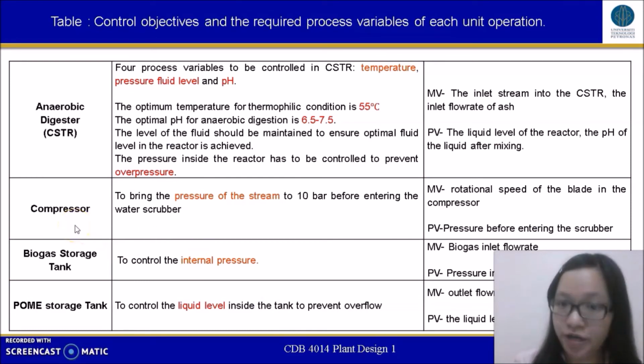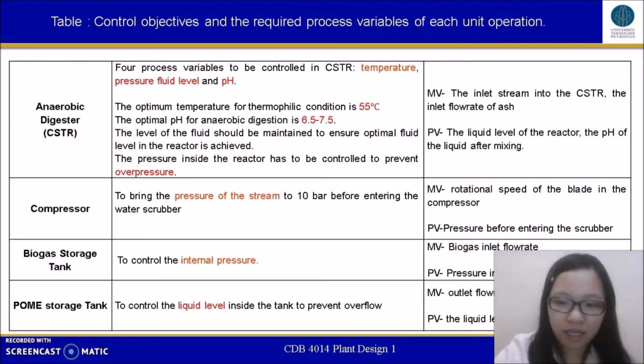The next one is the compressor. The control objective for the compressor is to bring the pressure of the stream to 10 bar before entering the water scrubber. The next is the biogas storage tank. The internal pressure of the storage tank is monitored to avoid overpressure. The last unit operation, the pump storage tank, with the control objective to control the liquid level inside the tank to prevent overflow.